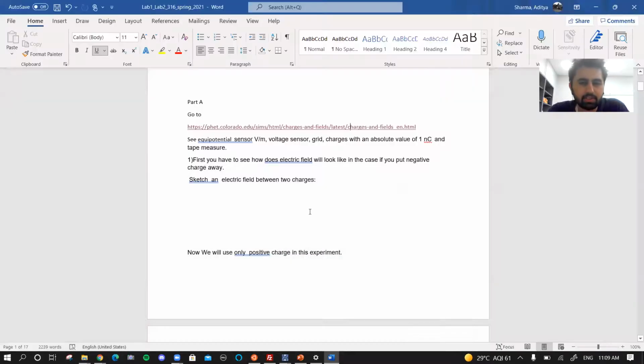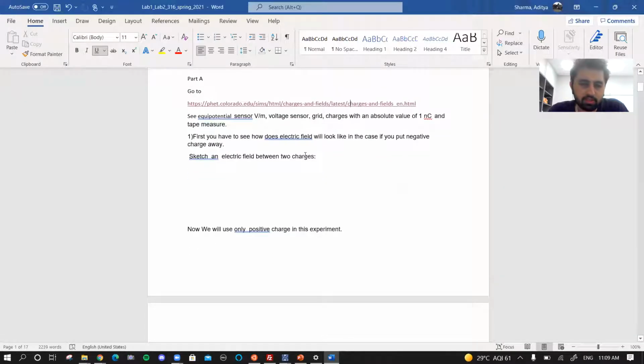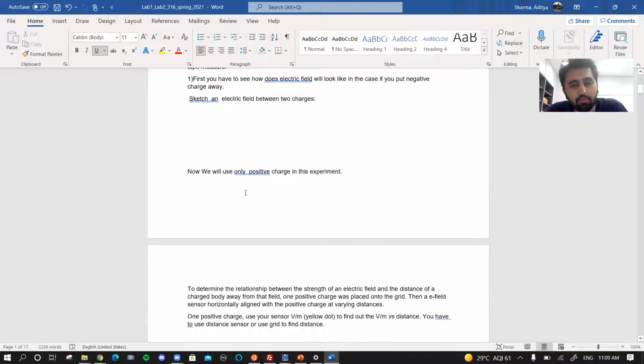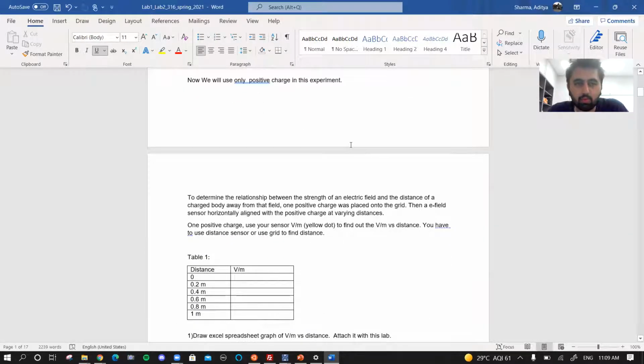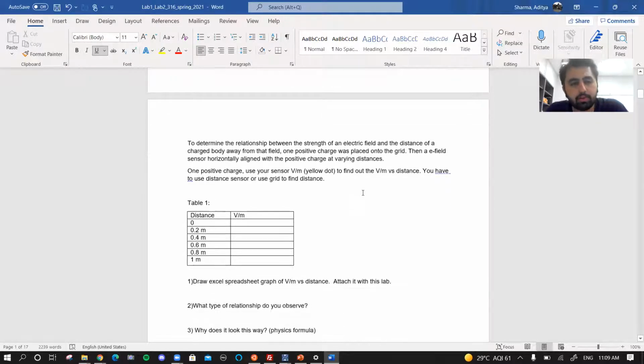So it basically wants you to sketch an electric field between two charges. So you get a positive charge, negative charge, whatever you see, and you try to answer if it makes sense. Now we will use only positive charge in this experiment. So again, do the same thing, whatever it says and whatever you see, type that down.